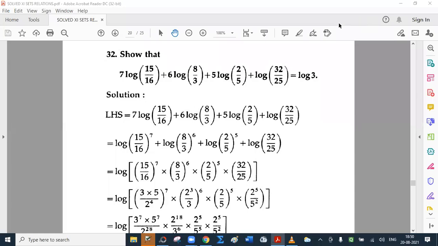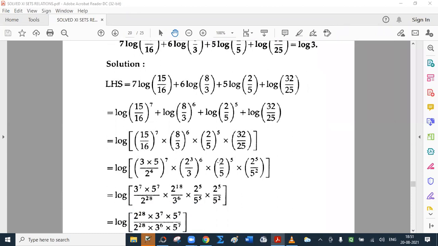Now, just listen to me, but please do write the solution after the lecture. Show that 7 log 15 by 16 plus 6 log 8 by 3 plus 5 log 2 by 5 plus log 32 by 25 is log 3. Begin with the LHS. Now n log m is log of m raised to n and so on. Basically, the sum of the logarithms is the logarithm of the product.